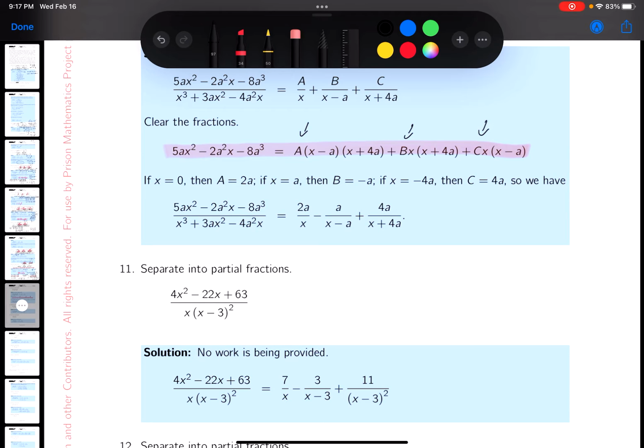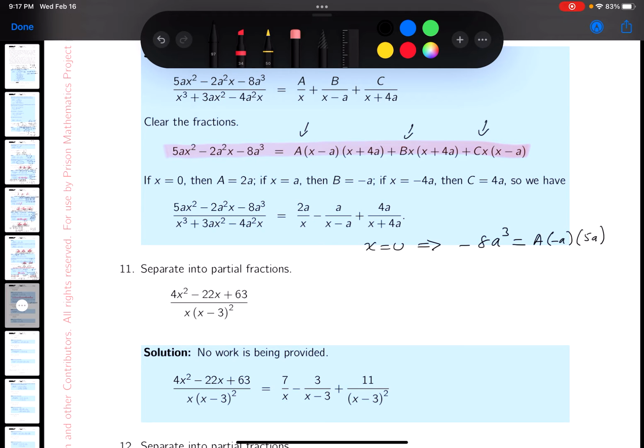So what I'm going to do is pick values. The value I want to pick first, which I find to be an easy value, is x equals 0. It's going to give me something. On the left side, what would you get? You would just get minus 8a cubed. On the right side, the b and the c would disappear. And what would you get? I'll be very careful. You get A times minus lowercase a, and then you would just get 5a.